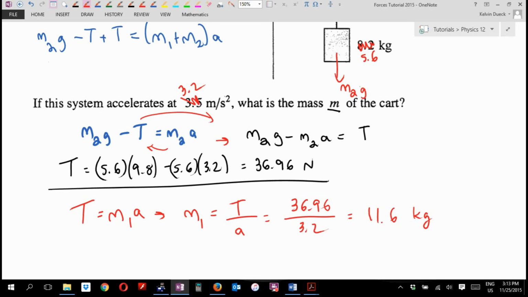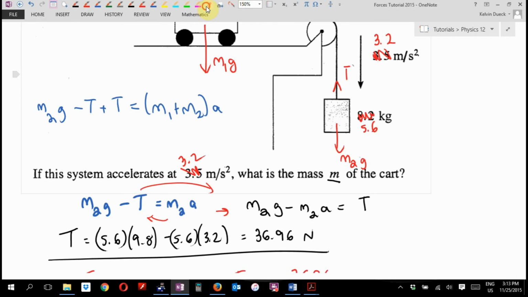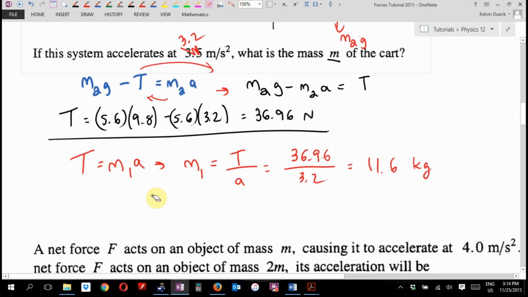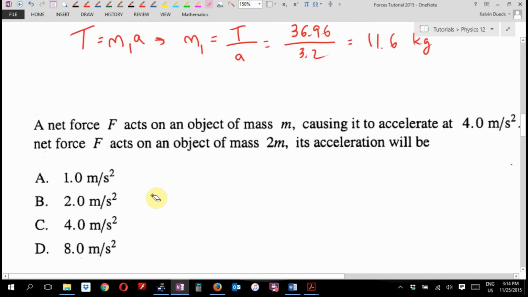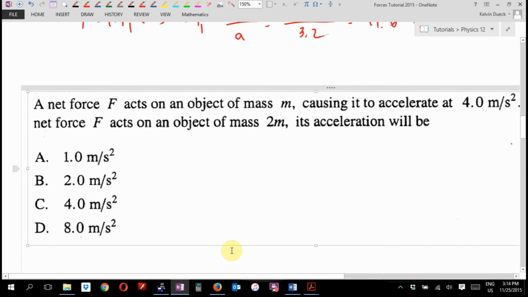Mr. Dewick? Yeah, Cade. Here they gave us the acceleration. What if they gave us the tension instead? If they gave me the tension, Cade, could you find the acceleration using this equation here? And now that you have tension and acceleration, it's going to be the same shtick over here. So either one. On your test, there's going to be an algebraic question like this.